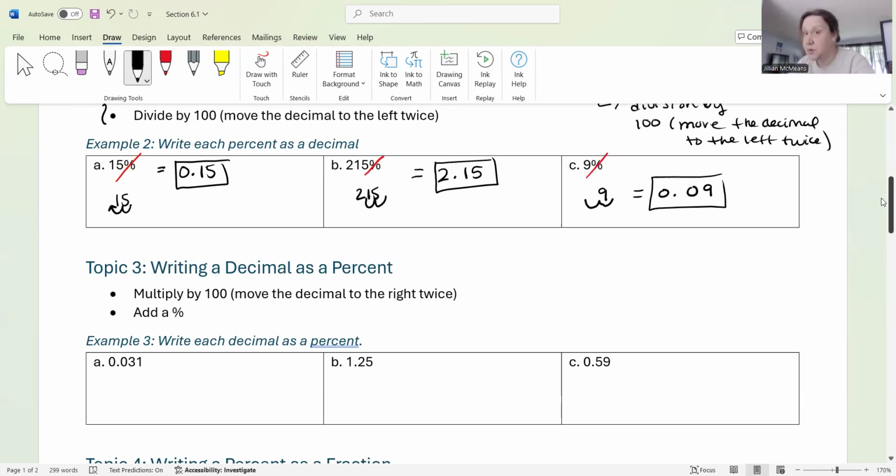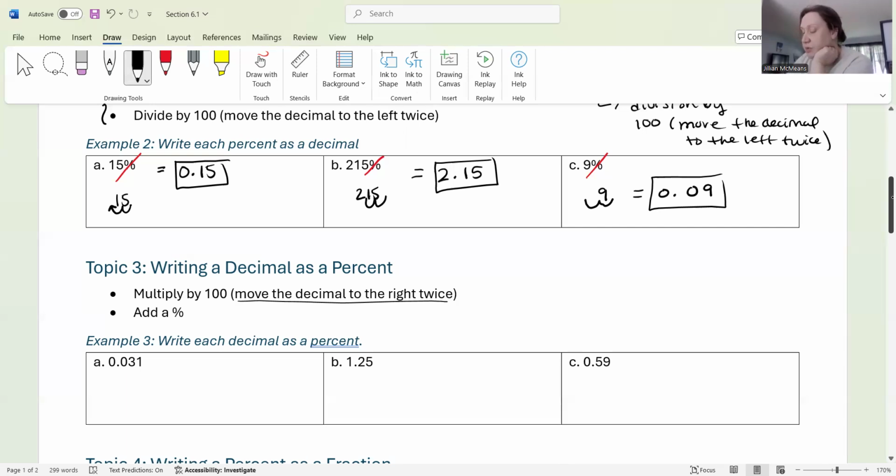So to write a decimal as a percent, we multiply by 100, and all that does is it moves the decimal to the right twice. Remember, we moved the decimal to the left twice. Let's just undo that, okay? And then we just have to add a percent symbol at the end of our number, okay?